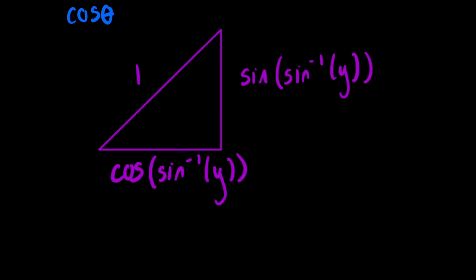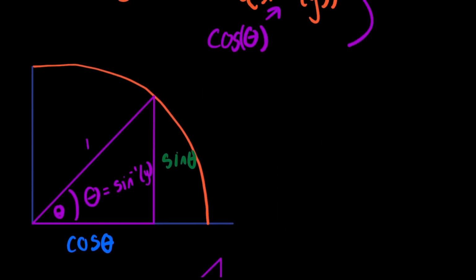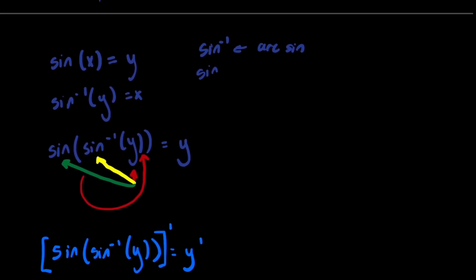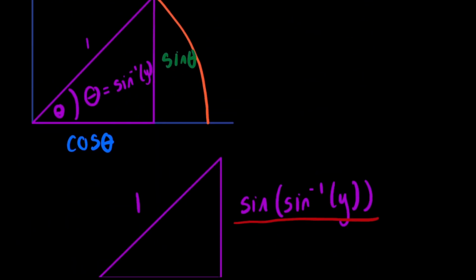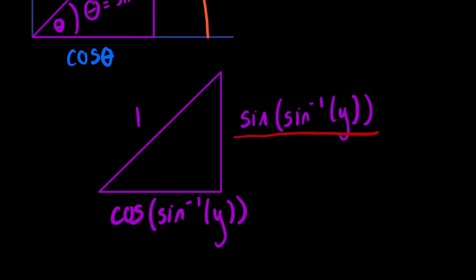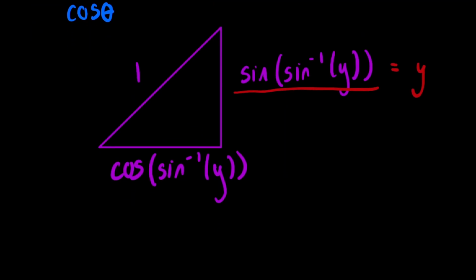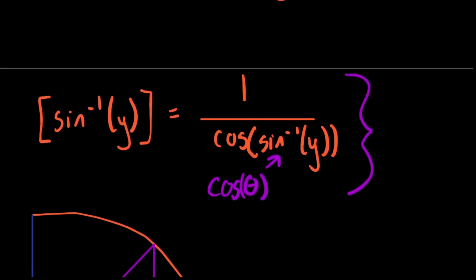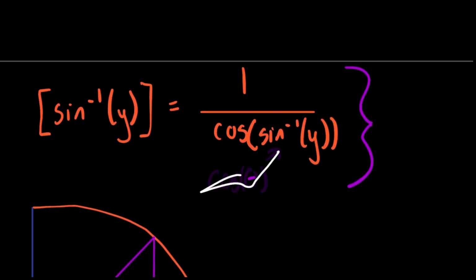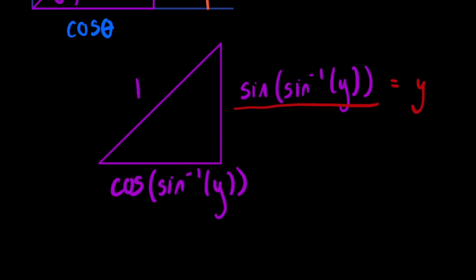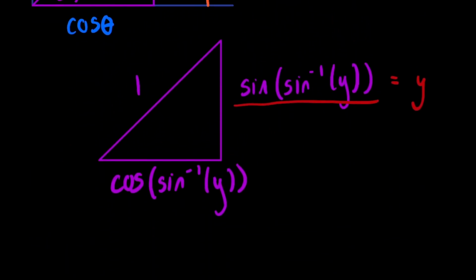Now, if we take a look at this, you might be able to remember from the beginning of this problem where we said that sine of inverse sine of y is y. So that remains true right here. We can say that sine of inverse sine of y is equal to y. And we know that cosine of inverse sine of y is our denominator right here on our derivative. So let's figure out what cosine of inverse sine of y is.